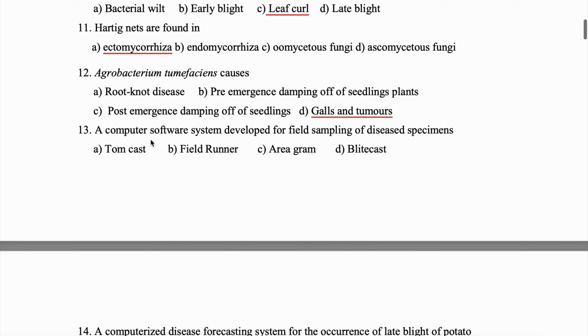Next question. Agrobacterium tumefaciens causes galls and tumors. Question 13. A computer software system developed for field sampling of diseased specimens. What is the computer software system? It's called Field Runner.